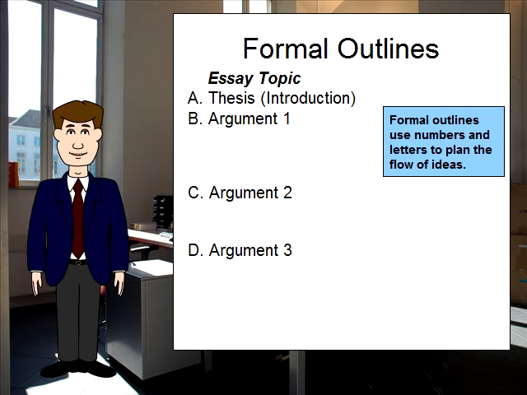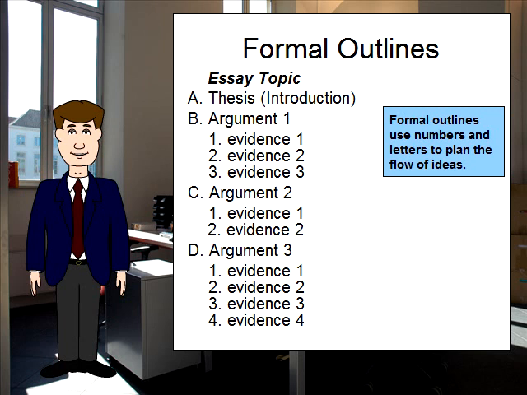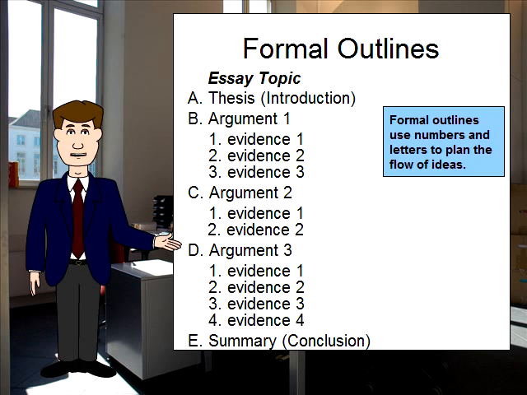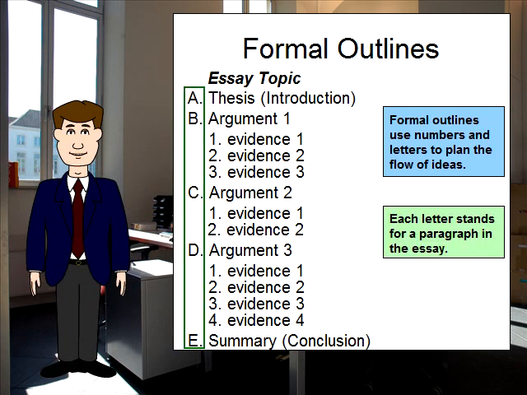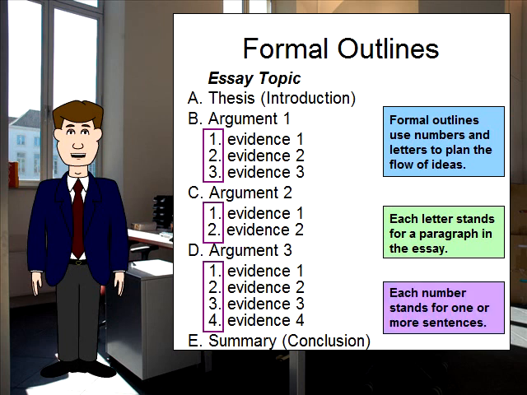Make a list of the evidence you have for each argument. Make sure the sections of your outline are clear by using indentation. Lastly, make sure to add a section for your conclusion. This kind of outline makes the structure of your essay very clear. Each letter represents a paragraph, and each number represents 1 to 3 sentences.